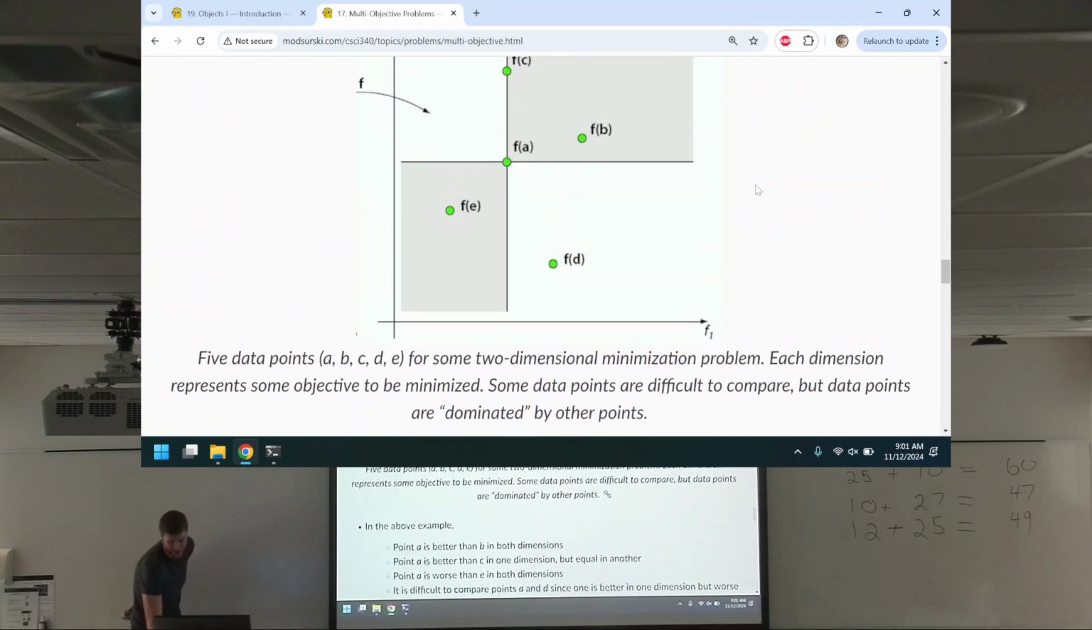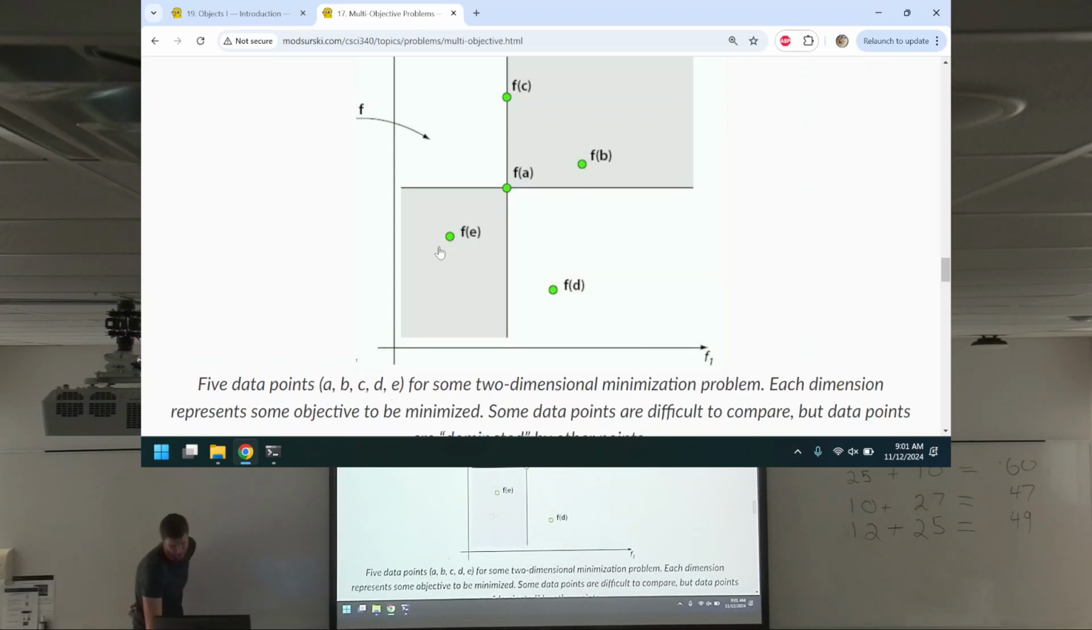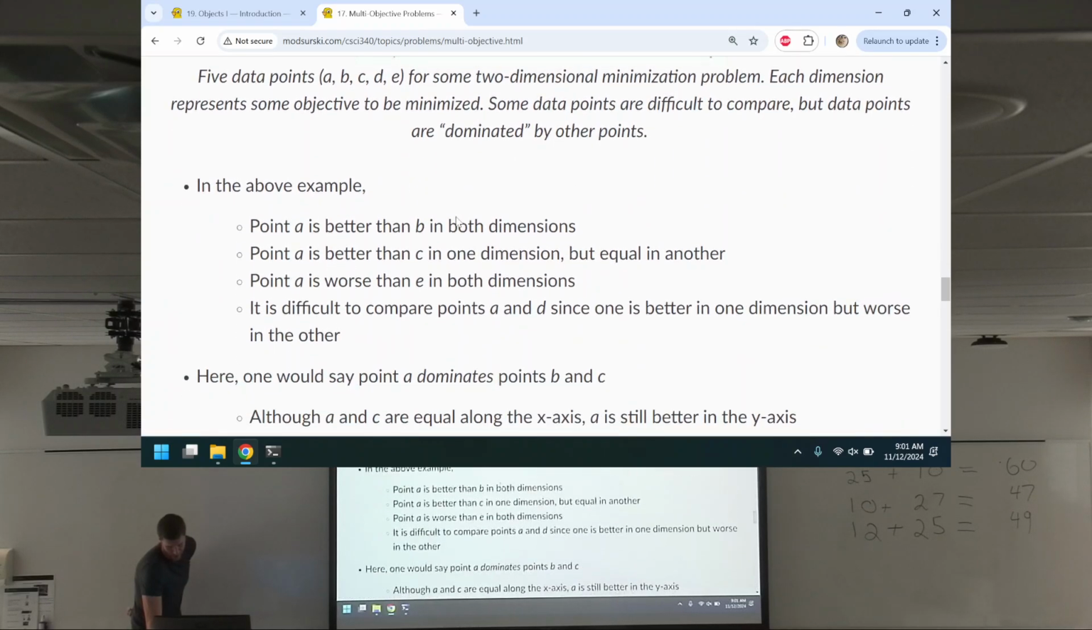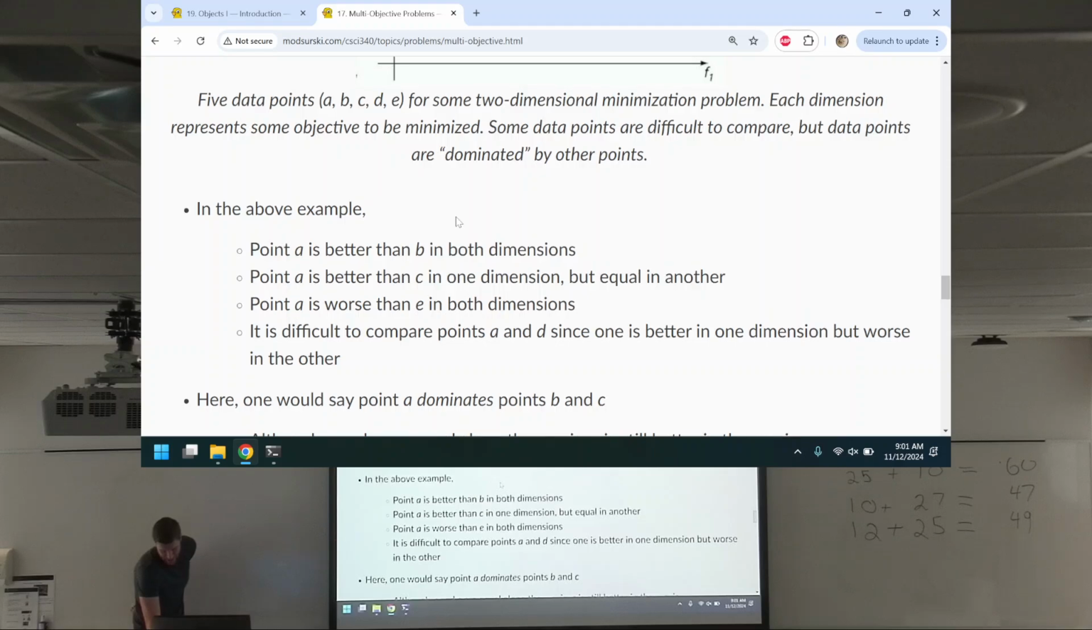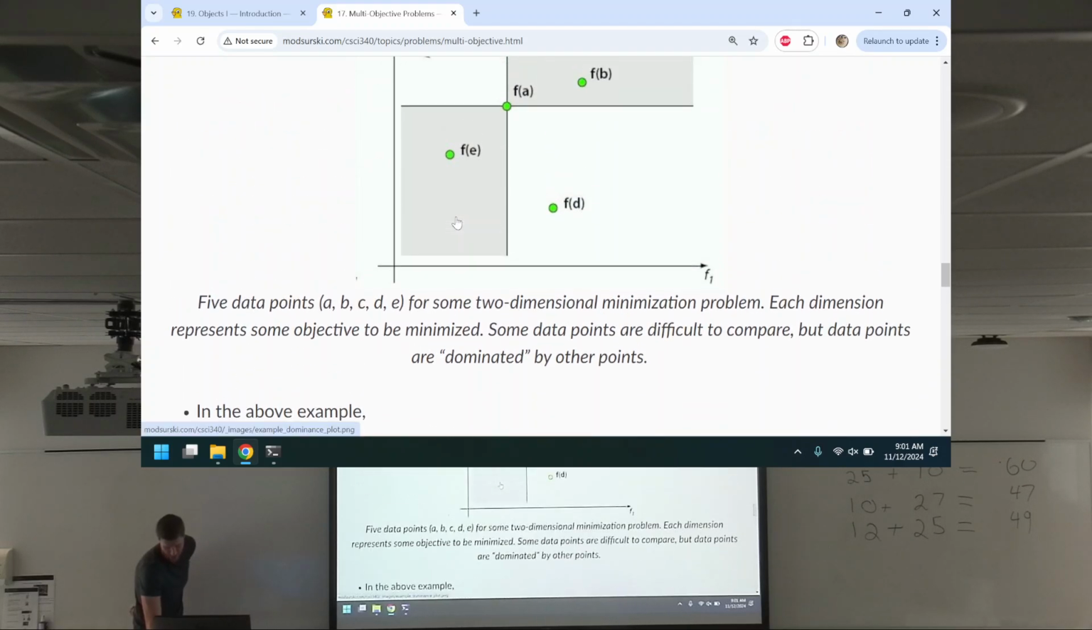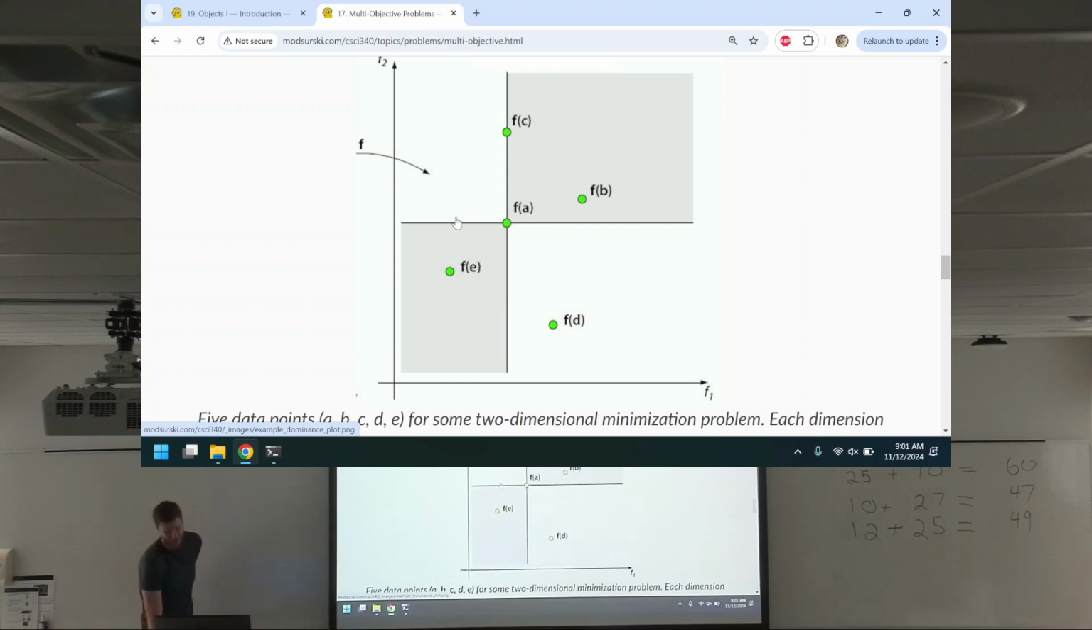A is worse than E in both dimensions, right? And it's difficult to compare points A and D since one is better in one dimension, but worse in the other. What this is showing is how we can have funny comparisons. Sometimes it's obvious, sometimes it's not obvious.